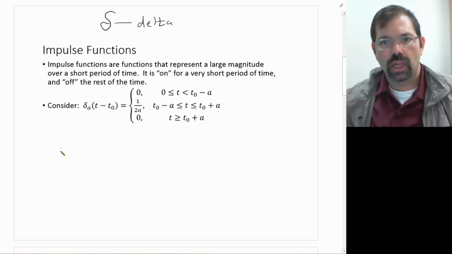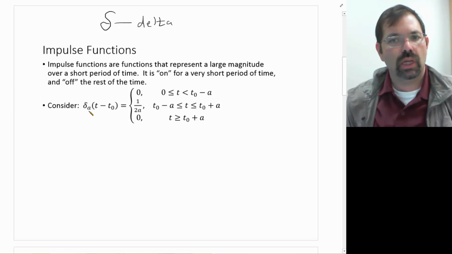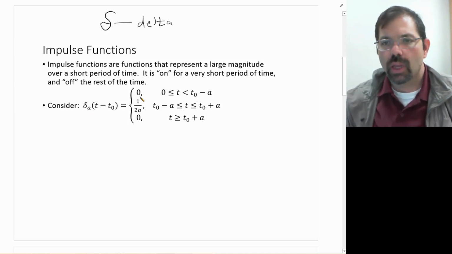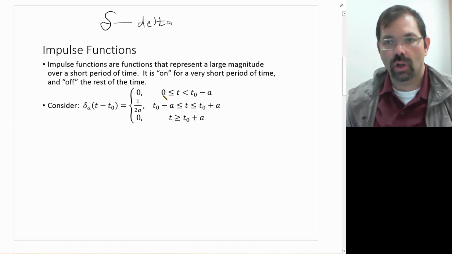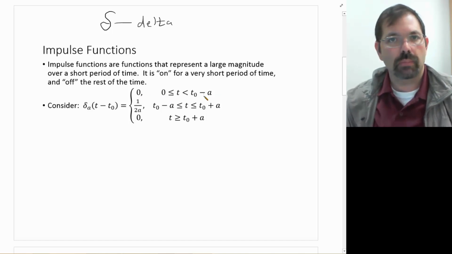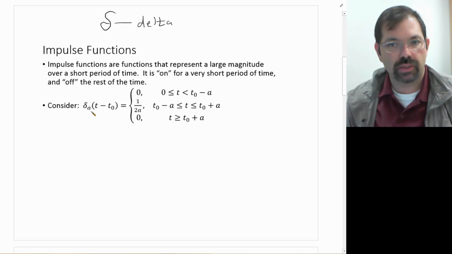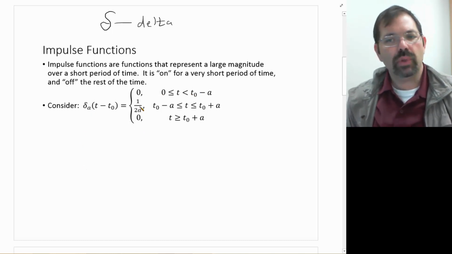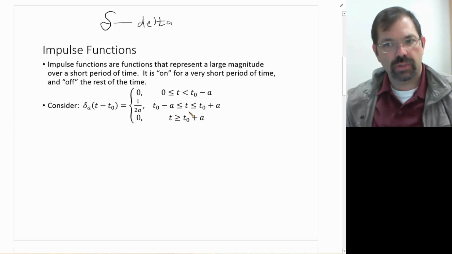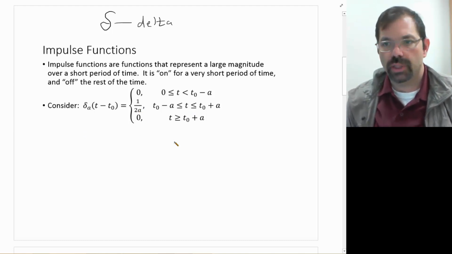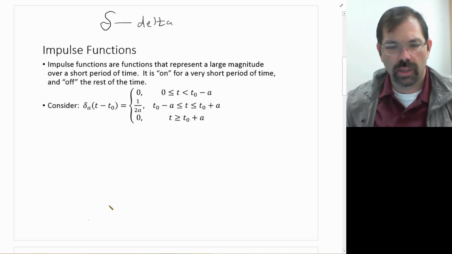So let's define delta sub a of t minus t naught. This is a function of t, and we define it as 0. It's off as long as your time is between 0 and some number t naught minus a, where this a is the subscript on the delta function. Then we define it as 1 over 2a as long as our time is between t naught minus a and t naught plus a. And then it's defined as 0 the rest of the time.